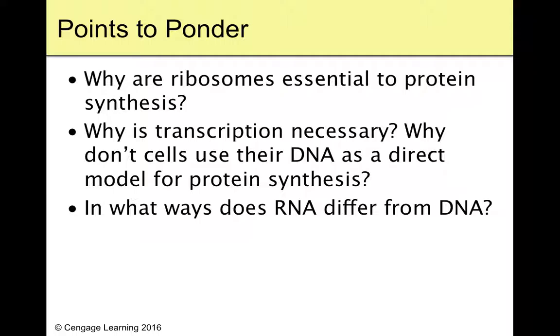So here you have it, your last slide of the chapter. Why are ribosomes essential to protein synthesis? Not that tough of a question. Why is transcription necessary? Not that tough of a question. Why don't cells use their DNA as a direct model for protein synthesis? That's kind of a cool one. Why do we have to make the RNA? Why can't we just send the DNA straight out? That's a good question. I like that. And then, in what ways does RNA differ from DNA?